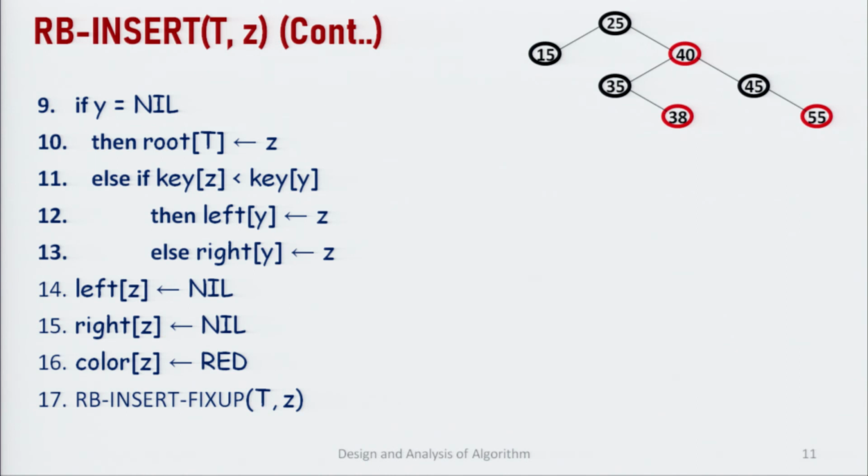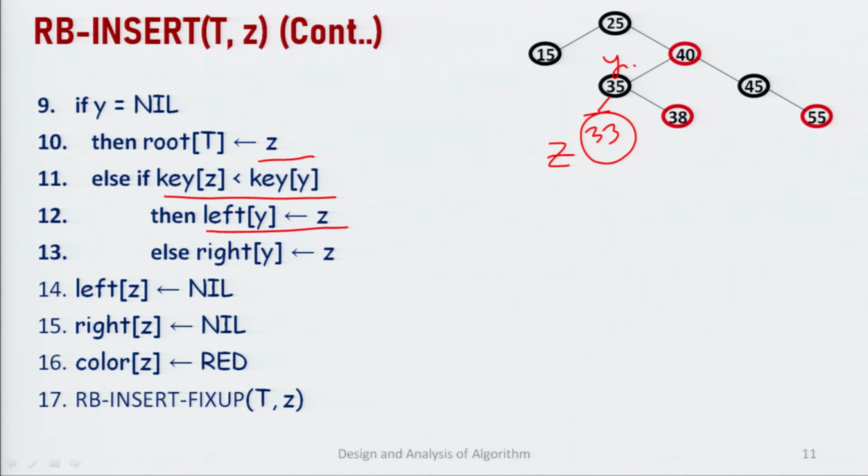Next, if y is equal to nil, this is your y and you need to add this 33 over here. If y is equal to nil, it means the root of t will be z. It means you are inserting a new node in an empty red black tree, so that z would become the root of t. Otherwise, we will compare the key of z with key of y. If 33 is less than 35, this z will be added as a left child of y. Otherwise, if it is greater than 35, it would be added as a right child of y.